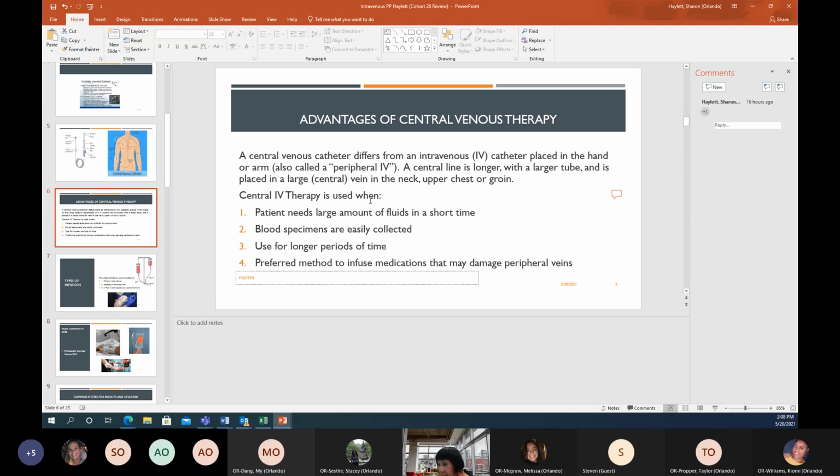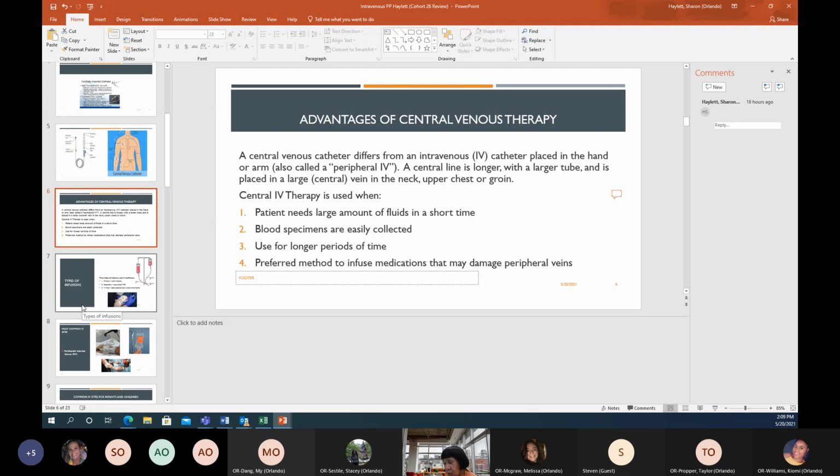It's used when the patient needs large amounts of fluids in a short time, when you want blood specimens to be collected easily. It is used for longer periods of time than the IV, because you have to change your IV every 3 days. And it's the preferred method to infuse medications that may damage the peripheral veins. Like potassium, which is caustic, although we give it IV in the regular peripheral IV.